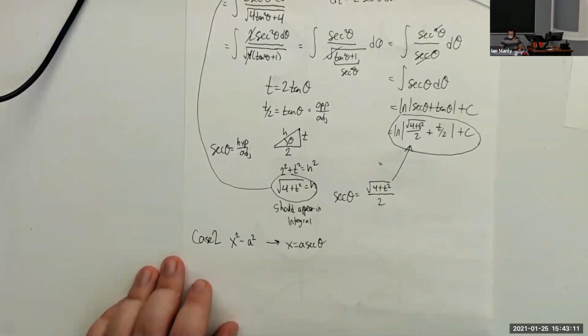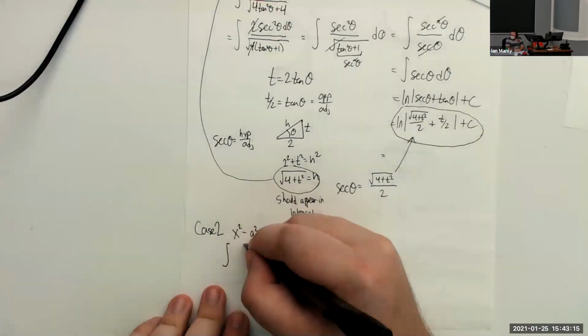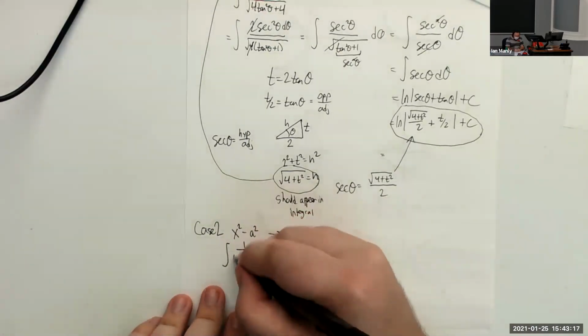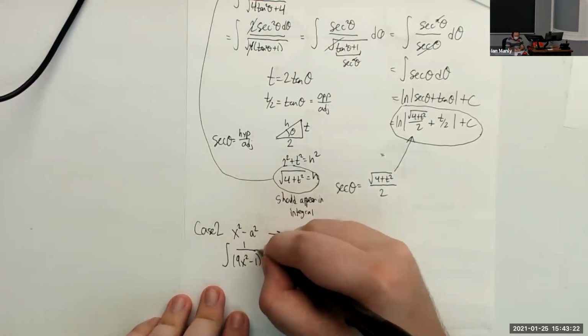All right. So what are we doing for this example? Let's do the integral of 1 over (9x squared minus 1) to the 3/2.